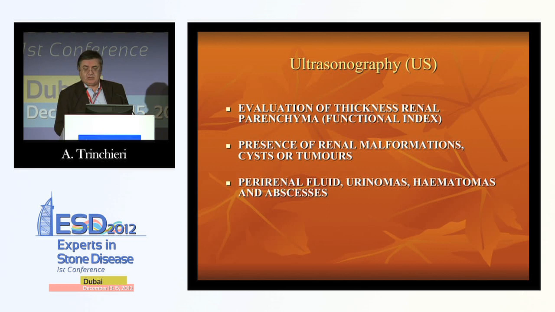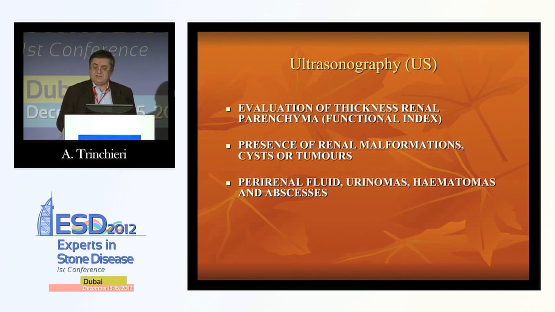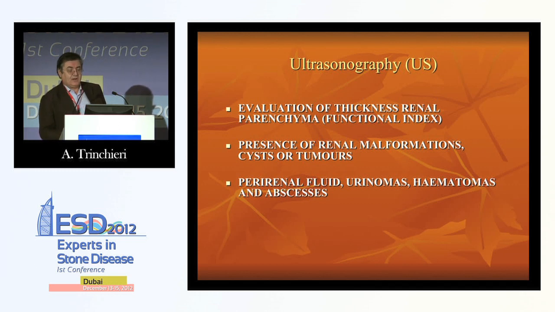We can have some information on renal function by the thickness of the renal parenchyma, and we can have some information about associated space-occupying lesions, such as cysts or tumors, but we have no relevant information on urinary malformation of the ureter or also of the kidney. And we can have additional information on perirenal lesions such as urinomas or hematomas. This can be important because the urinomas can be associated to renal colic, and hematomas can be associated to some types of treatments.